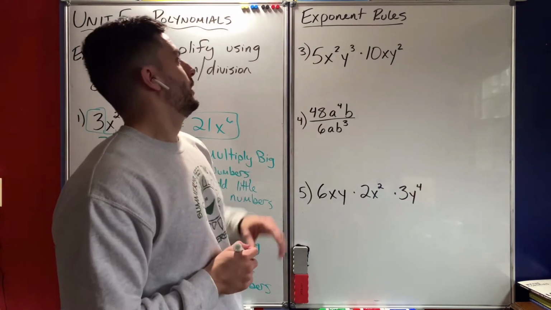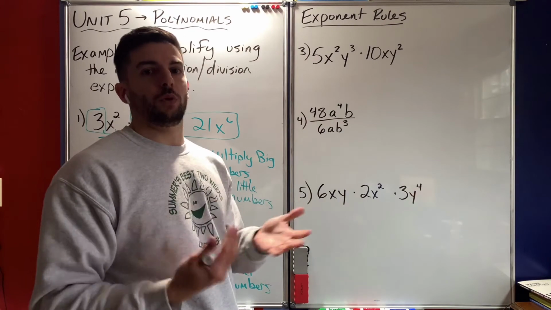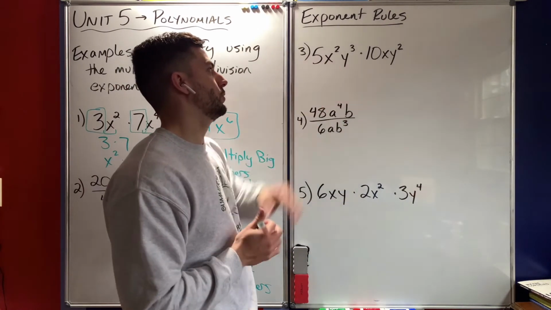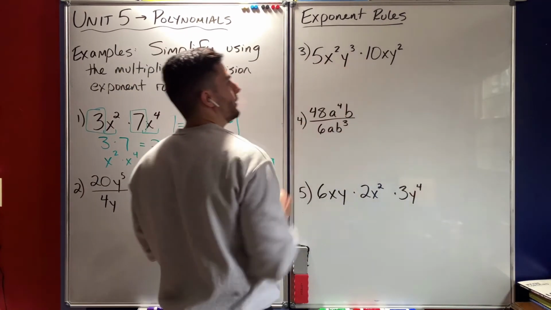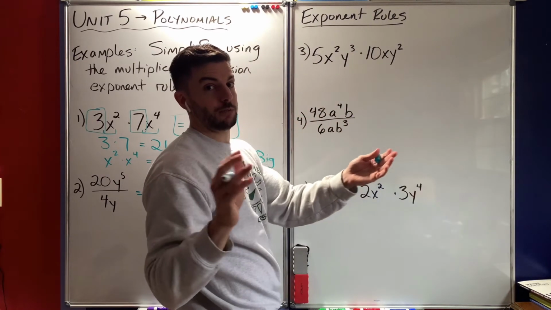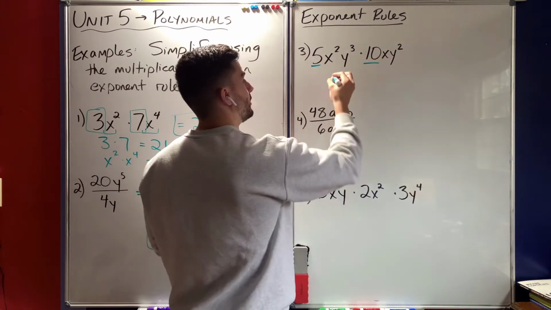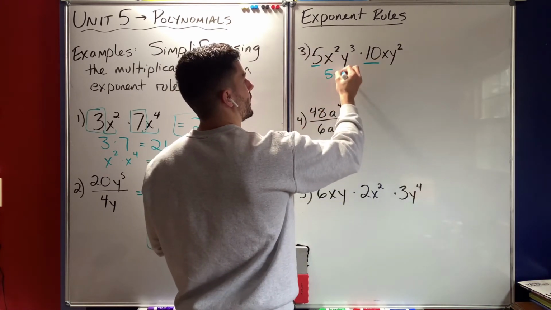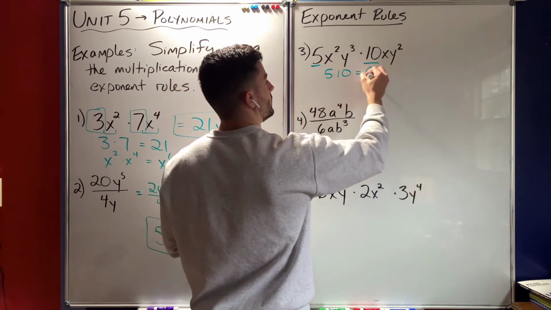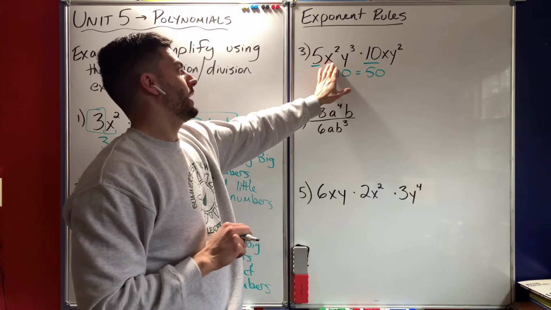Okay. Now, looking at number 3, a little bit more complex. These terms have more than one type of variable with them, right? So with this one, I have 5 times 10 as my coefficients. And again, it helps here that you have this big complicated problem to just break it up, right? So my coefficients first, 5 times 10. I can multiply those. 5 times 10 is 50, right? That's easy. And then my x's, right?